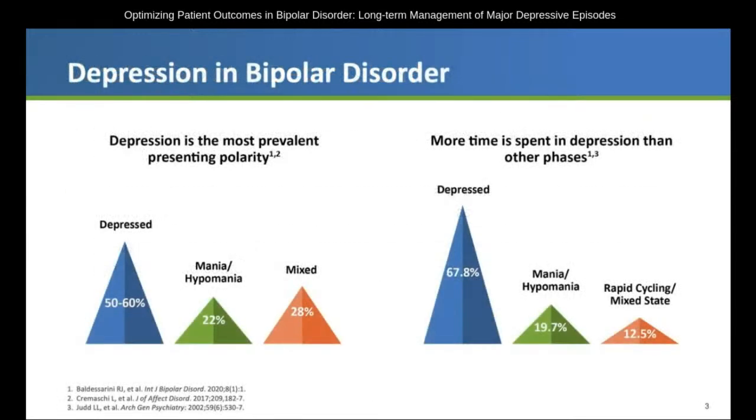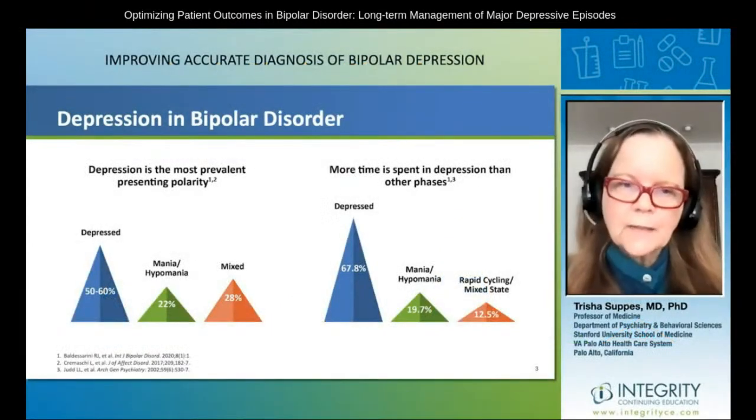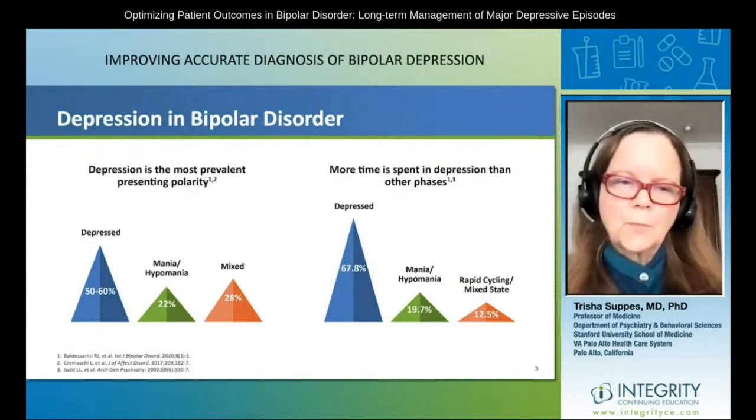Now, if we look at the spread of the most prevalent polarity in terms of what they present as, that's on the left side of your screen. You see depression is the primary presentation. And on the right side, 67, 68% is probably even a low estimate. I think particularly as people age, increasingly depression is what their experience of bipolar disorder is.